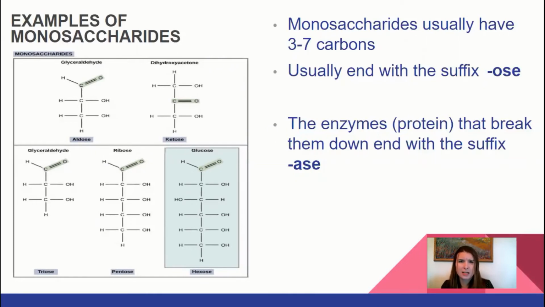Most of our monosaccharides are going to end with the suffix "-ose". Each of them is also going to have an enzyme, or a protein. Well, that's another macromolecule type, we'll get to that in a little bit. That breaks down that specific compound. They're usually going to end with the suffix "-ase". And so I'm just highlighting that for you here so that you don't get them confused. So if it's a molecule ending in "-ose", it's a carbohydrate. If it ends in "-ase", it's going to be a protein.